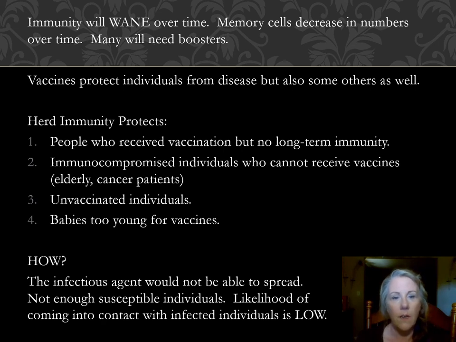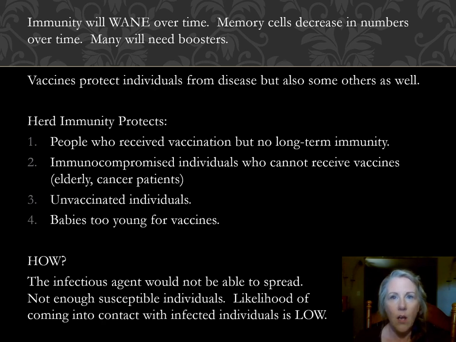Okay, number three, unvaccinated individuals. For whatever reason, maybe their parents wouldn't allow them to get vaccinated, or they're just not vaccinated. Another group, number four, is babies too young for vaccines. Typically you have to be a certain age as an infant in order to receive vaccines. Can you still get those diseases? Absolutely. But babies have to be a certain age in order to get vaccines. So this is another group, babies too young to receive those vaccines.